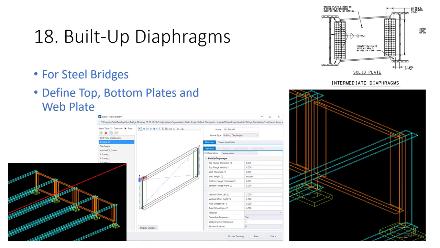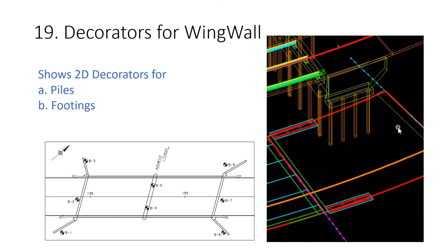Now, when you do cross frames, we used to have just the specific steel profiles, but now you can create your own built-up shape to accommodate the specific cross frames that you want to do. Some more customization here. Wing wall is also part of the decorators now, including the piles and the footings that a wing wall may have.